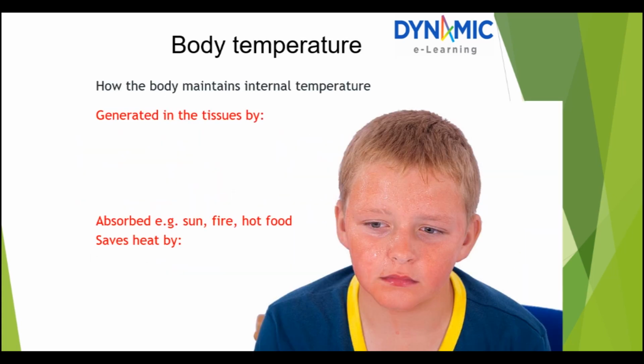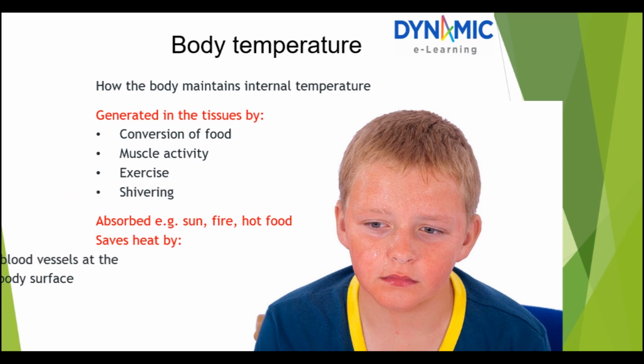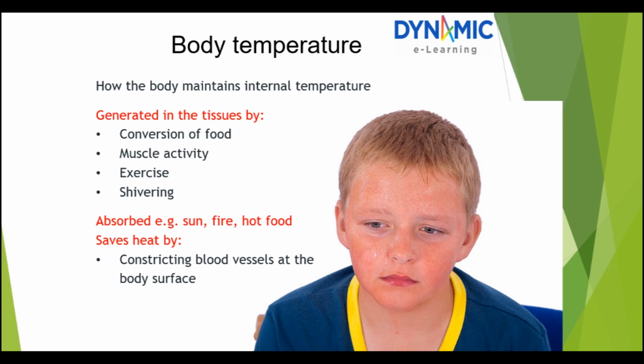The effects of heat and cold. Body temperature. How the body maintains internal temperature: heat is generated in tissue by conversion of food, muscle activity, exercise, and shivering, and it is absorbed from the sun, fire, and hot food. The body saves heat by constricting the blood vessels at the body surface and reducing sweating.